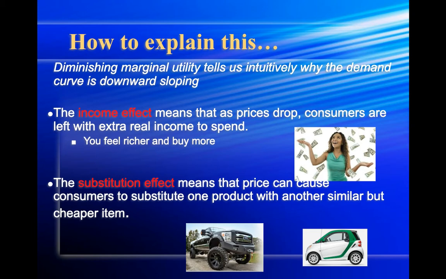And the best way to help explain that, the diminishing marginal utility tells us intuitively why the demand curve is sloping downward. So there are some things that affect this. The income effect. If you have a job and you have to spend it on things like groceries and bills, consumers that have any leftover income are going to spend it on things. The more income you have, maybe the more you splurge on name brand items.